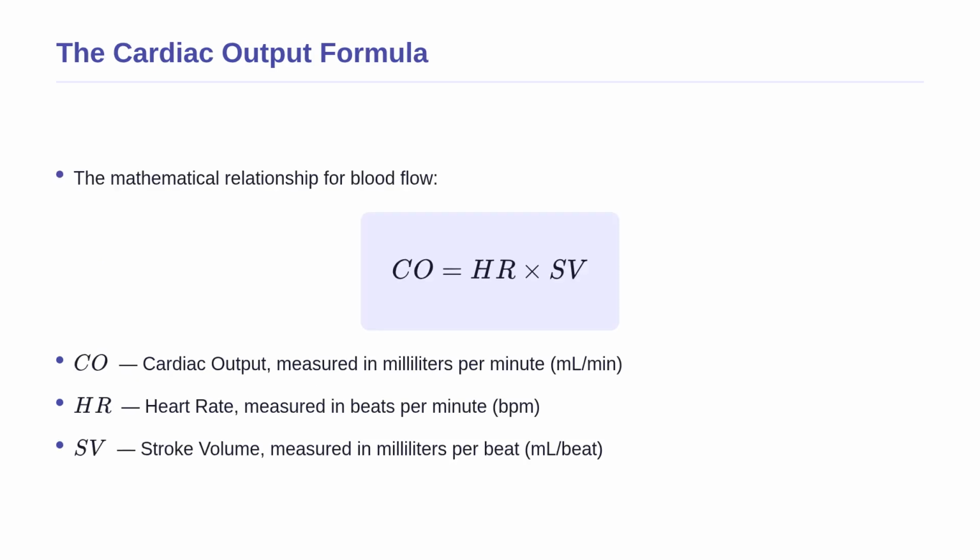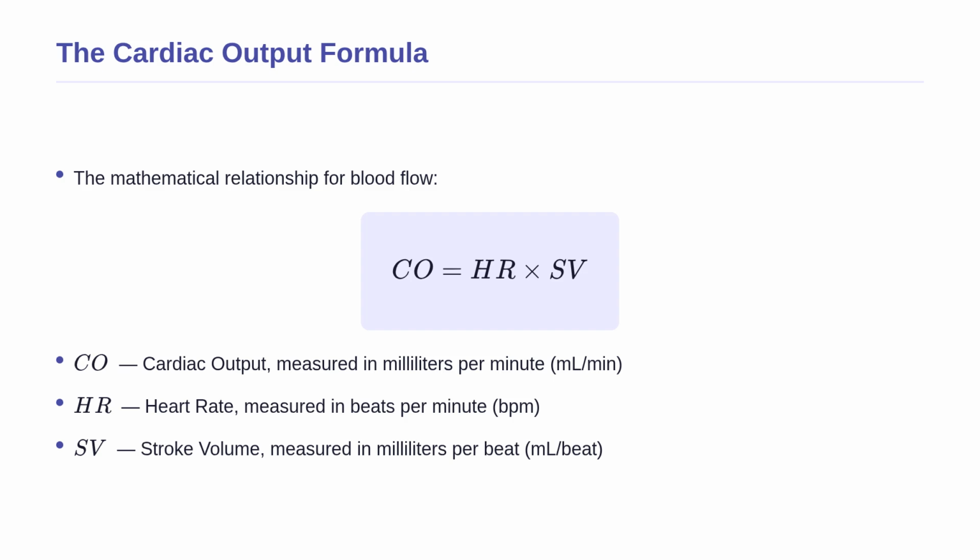This brings us to the mathematical representation of the heart's work. The formula is CO equals HR times SV. Conceptually, this tells us that the total blood pumped is simply the size of one pump multiplied by the speed of pumping. Let us define each symbol.